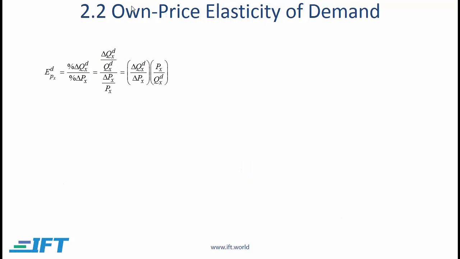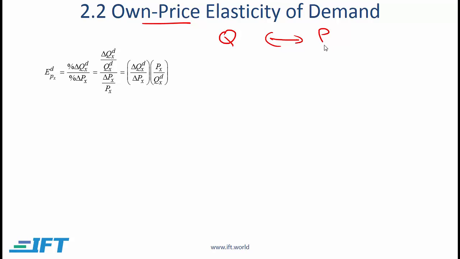Now we come to section 2.2, which is the own price elasticity of demand. So what does this mean? Again, go back to our chairs example. The own price elasticity of demand deals with how the quantity of chairs demanded is impacted by the price of chairs, keeping all else constant.